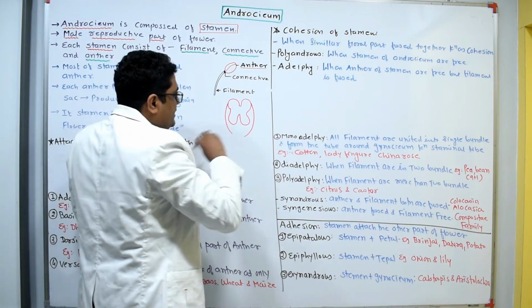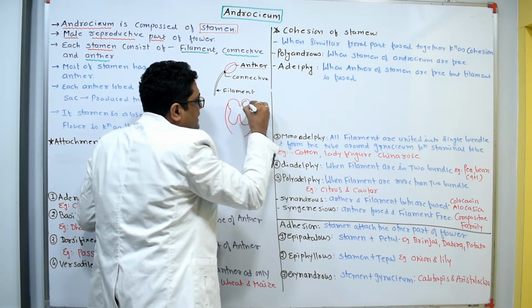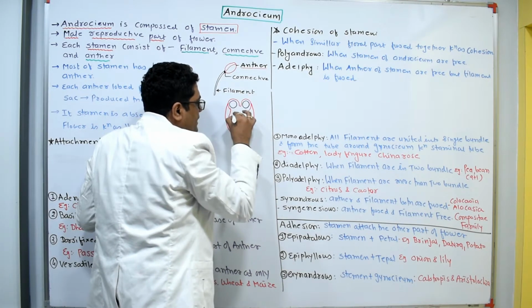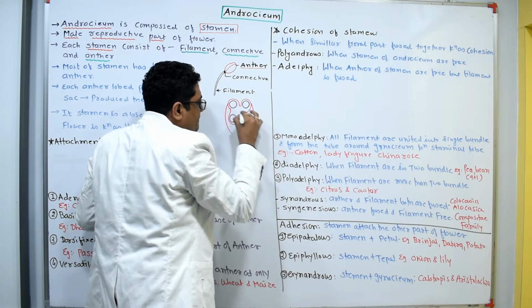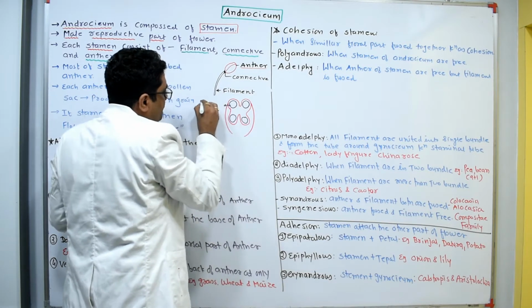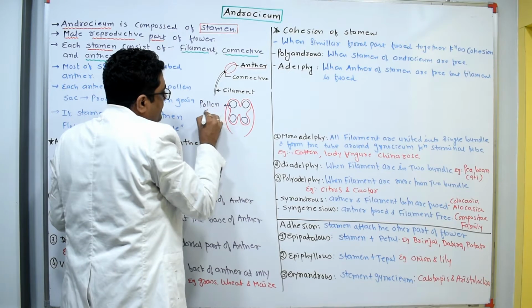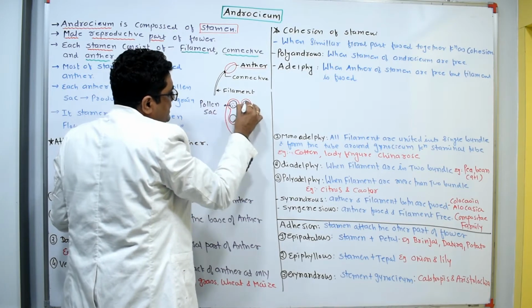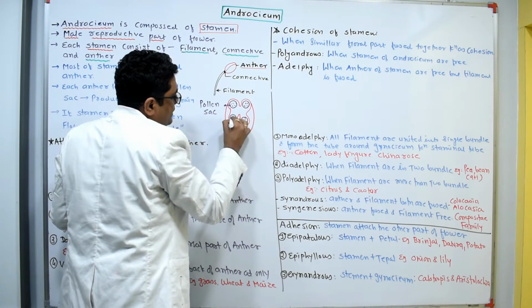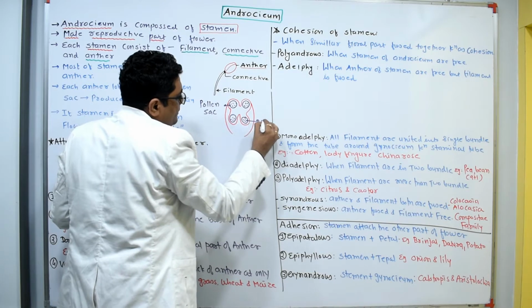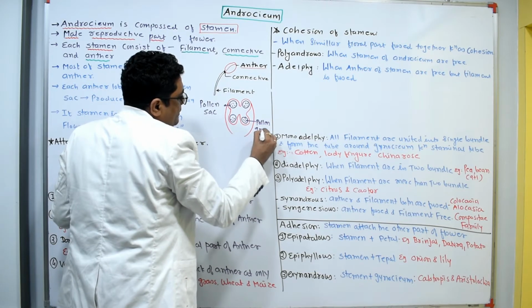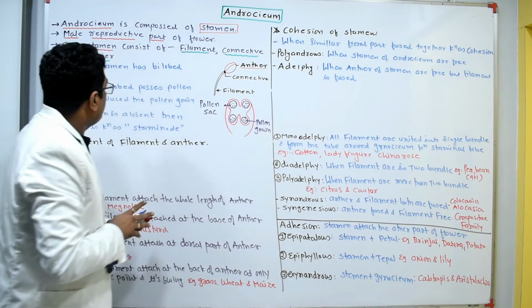Most of the stamens are bilobed. Each anther lobe possesses a pollen sac. If it is bilobed, then there are four pollen sacs, and these pollen sacs produce the pollen grains.